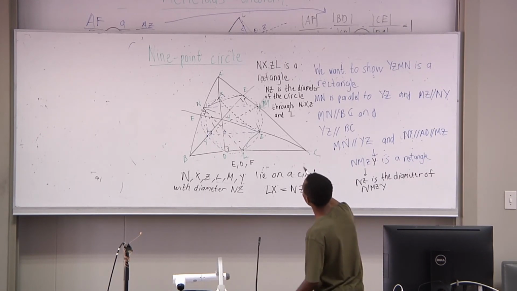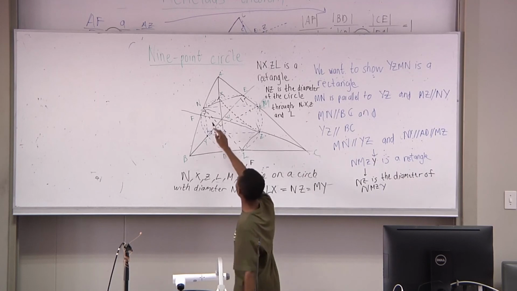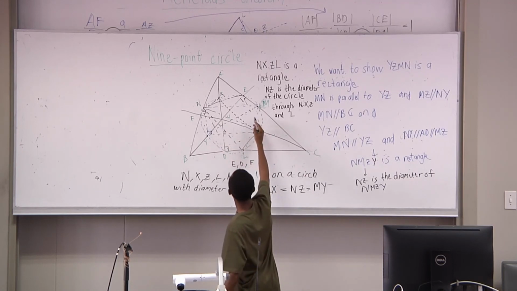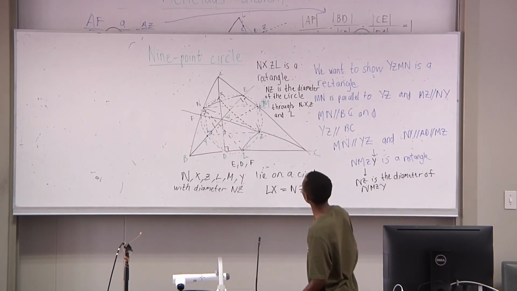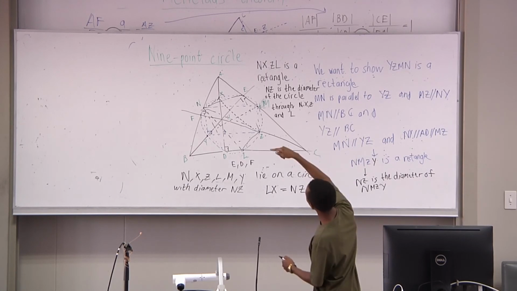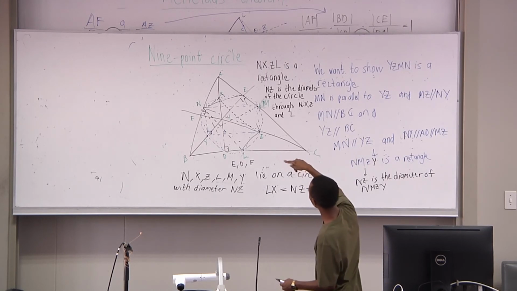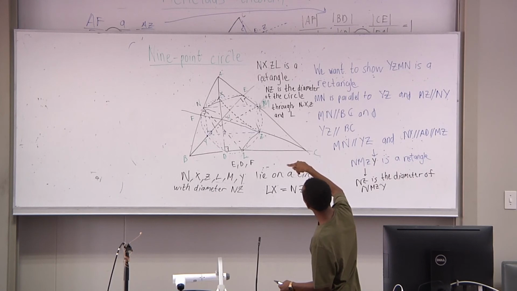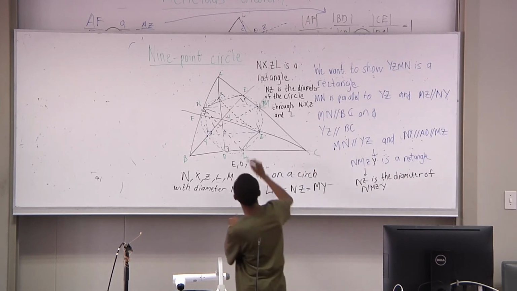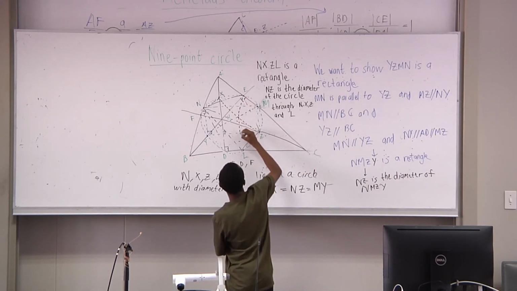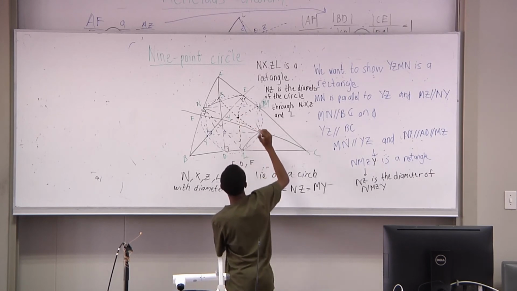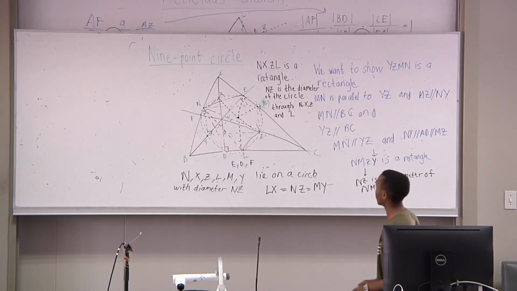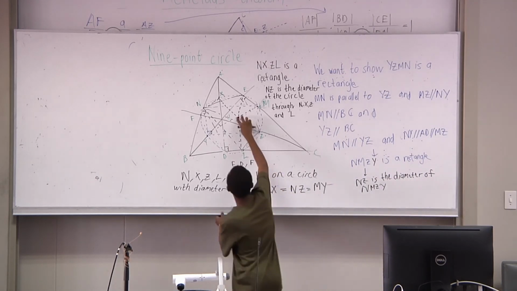It's not really a diameter. NZ, so sorry. NZ is equal to MY, right? Yeah, MZ is equal to. Oh my God. NZ and MY are diagonals of the rectangle. No, it's that other dotted line.